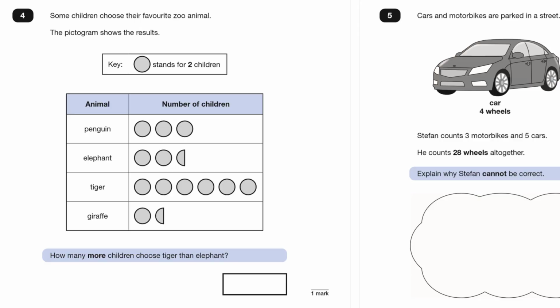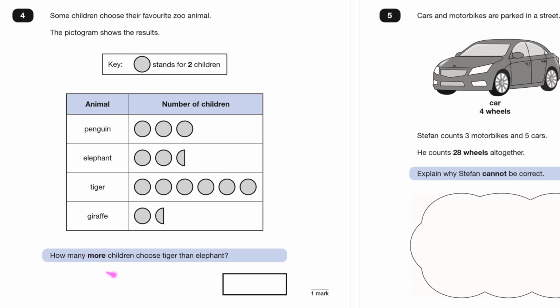Question 4. Some children choose their favourite zoo animal. The pictogram shows the results. Now we have a key here, so we need to pay attention to the key. The key says that a circle stands for 2 children. We have our animals down here, penguin, elephant, tiger, giraffe. And here it says number of children with circles in them and semicircles. Remember, the key is that each circle stands for 2 children.